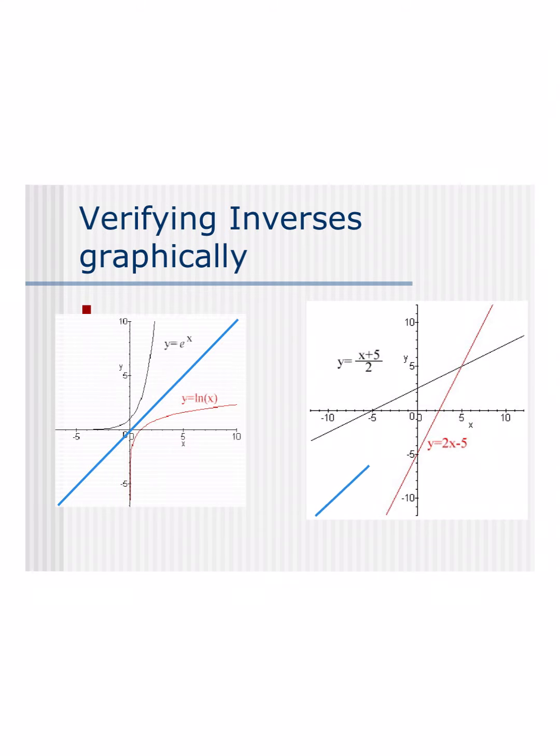When I draw it for my second example, again, when I take one function and reflect it over that line, does it end up being the second function? And it definitely does. So this is a quick way to see if something is or is not an inverse. It doesn't really prove it because we're drawing it and estimating, but we can get an idea of whether it is or if it definitely isn't.